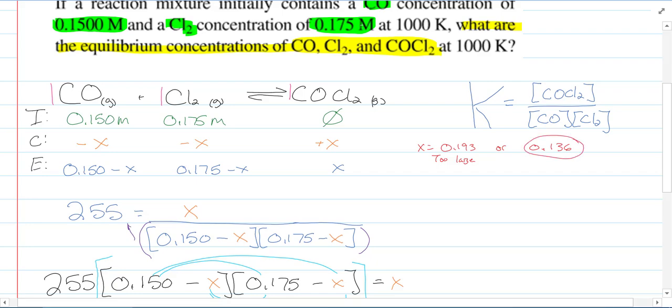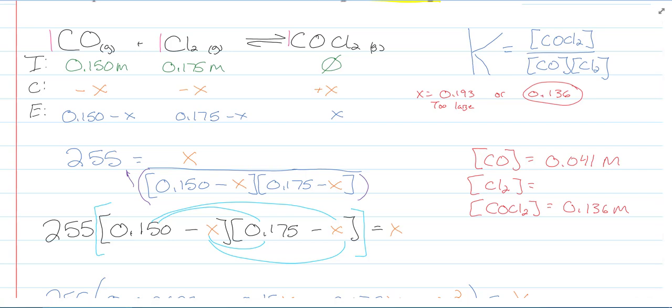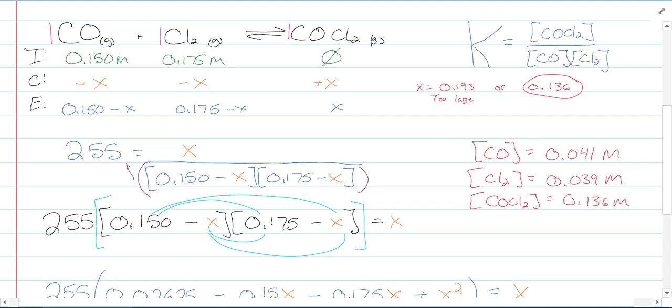So 0.136 is x. That means we have to figure out all three concentrations: the concentration of CO, the concentration of Cl2, and the concentration of COCl2. Well, COCl2 is x, which is 0.136 molar. CO is 0.150 minus x, so 0.150 minus 0.136 is 0.014. And 0.175 minus 0.136 is equal to 0.039. So that's a nice table.